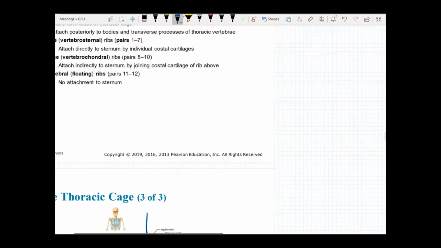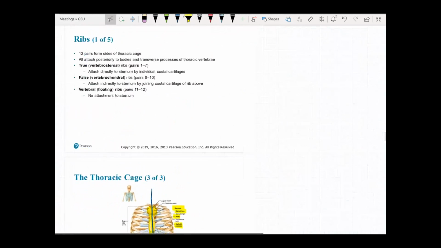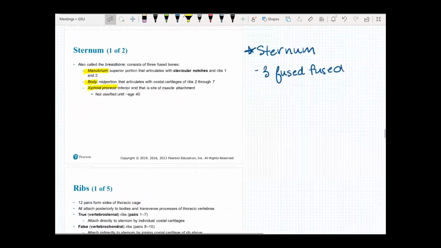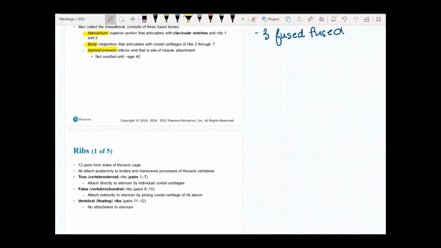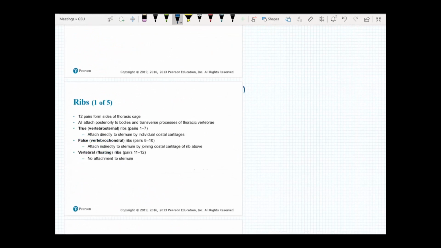Its major priority is to protect the heart, because that really actually lies directly underneath it. And a cool feature is this tiny little part at the bottom, the xiphoid process, isn't actually ossified until about age 40, which is just interesting to note. Okay, the next section is going to be your ribs. Within your ribs, there are going to be 12 pairs of ribs, and these are going to form the sides.